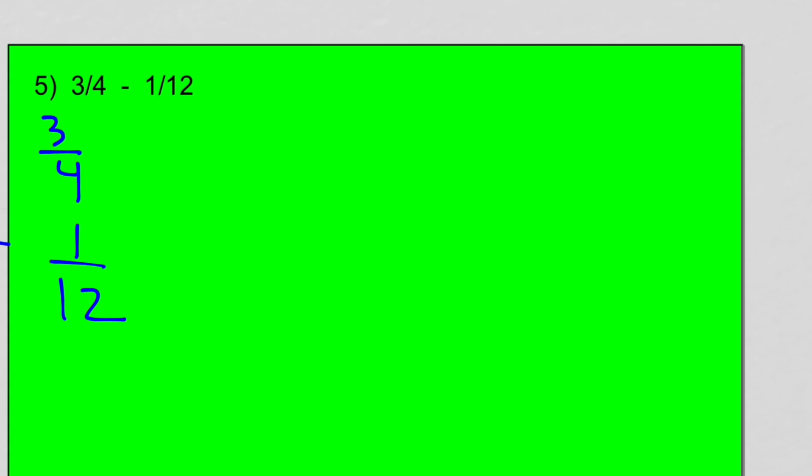Okay, let's do one last one. Do a subtraction one. Maybe we'll do 2 more, we'll see. So 3 over 4 minus 1 over 12. And I want to have an area for scrap or mental math.